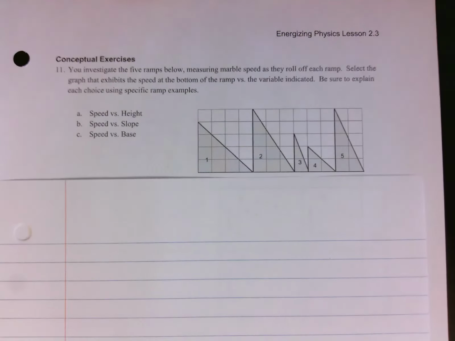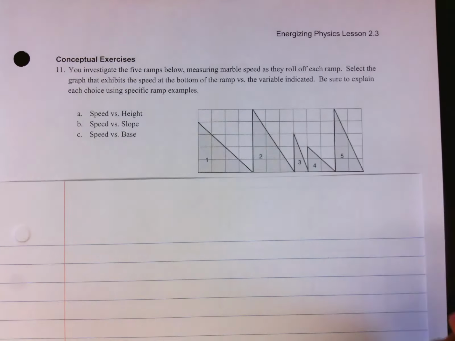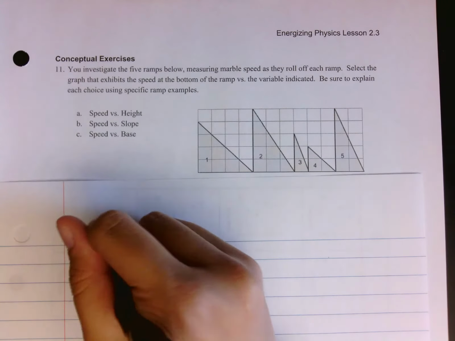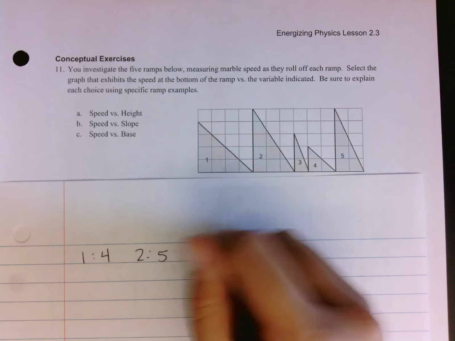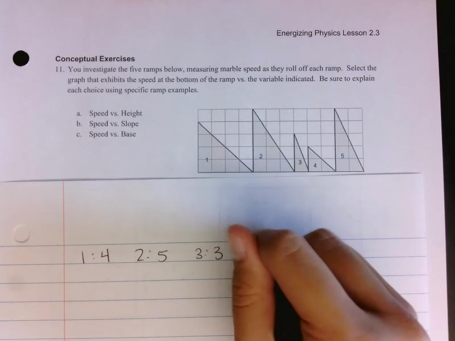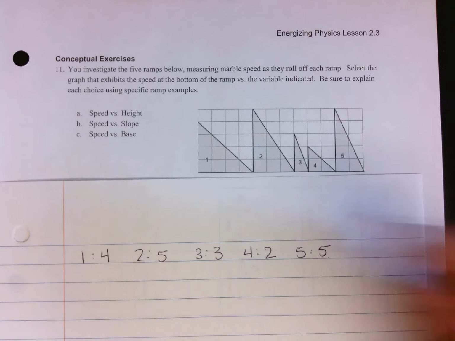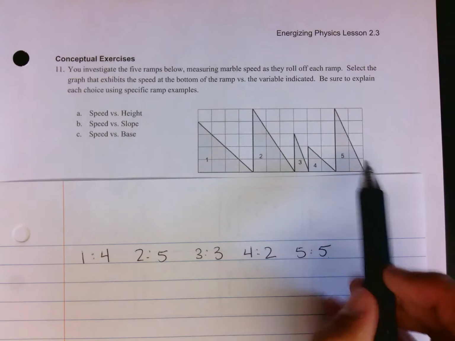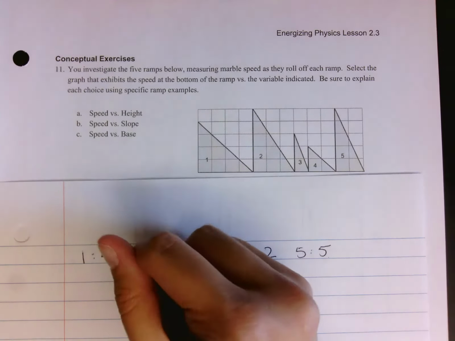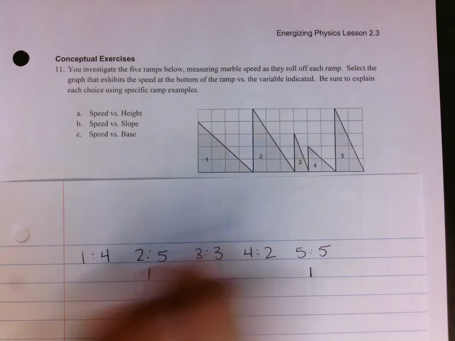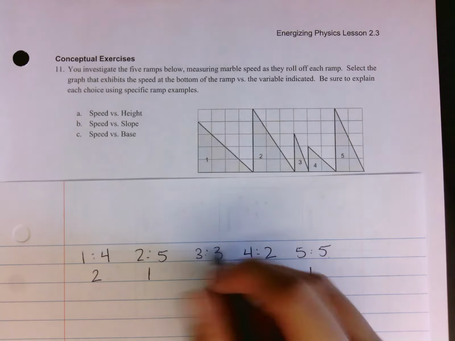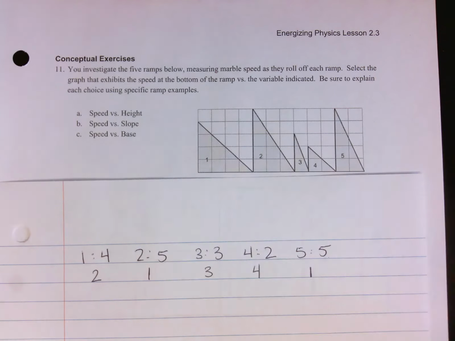So if we rank each of these ramps based on their height, then we can say that 1 has a height of 4, 2 has a height of 5, 3 has a height of 3, 4 has a height of 2, and 5 also has a height of 5. We know that the highest speed correlates with the highest height, so both 2 and 5 are ranked 1 because they have equal heights. And then the next would be a height of 4 for 1, that's 2, 3 would be 3rd, and 4 would be 4th.